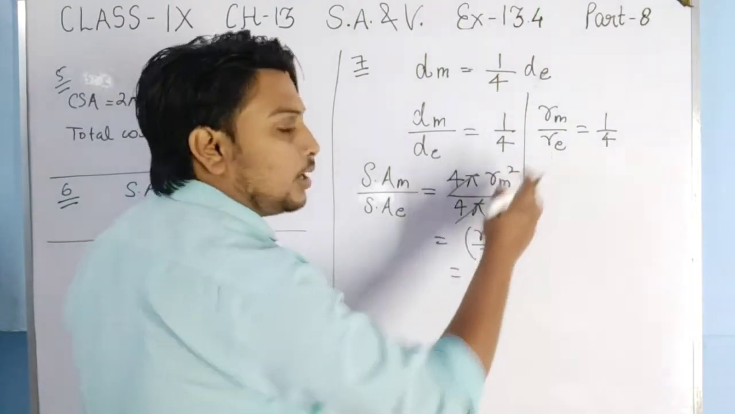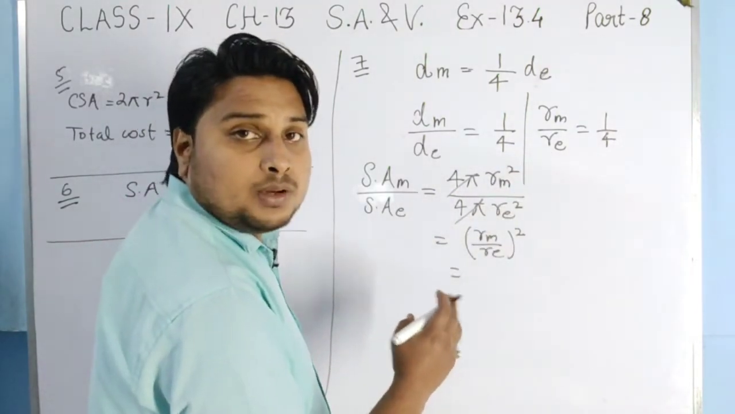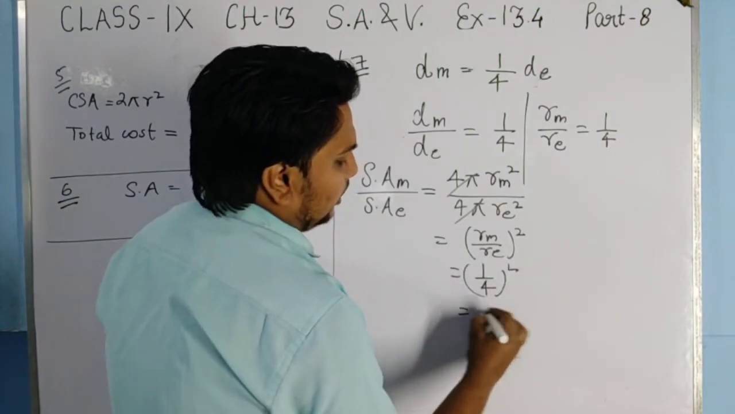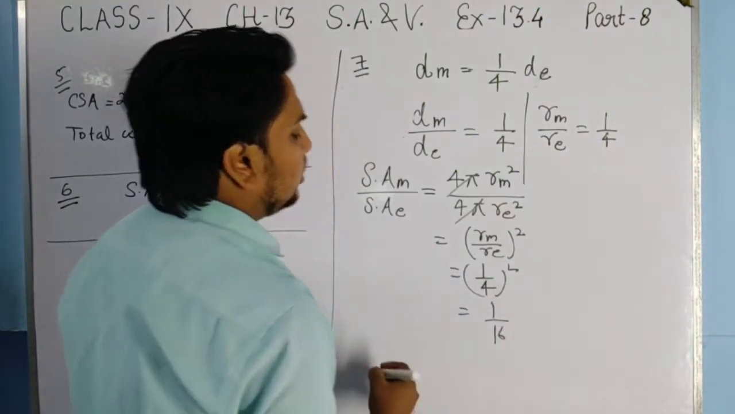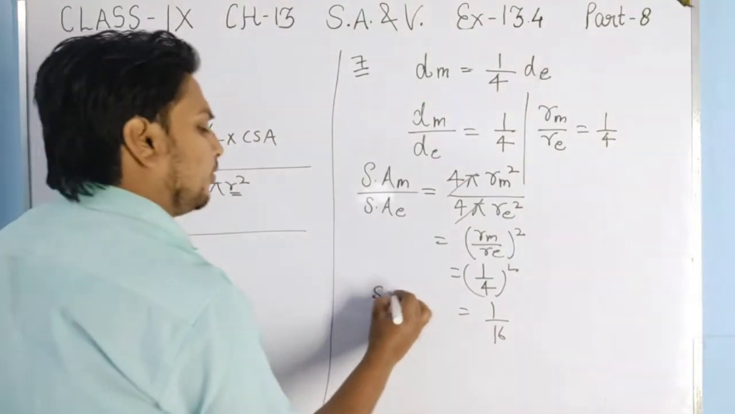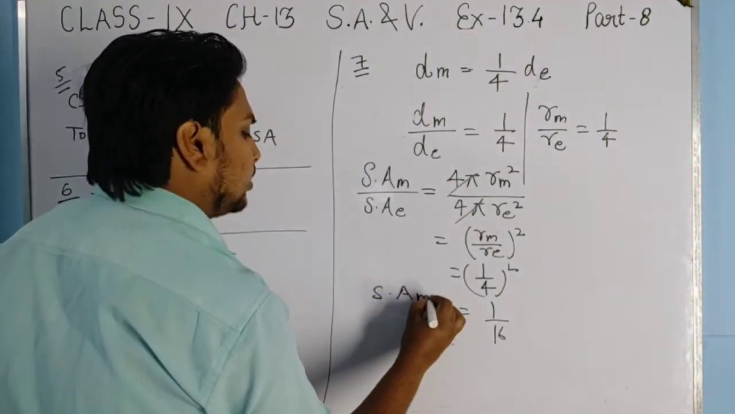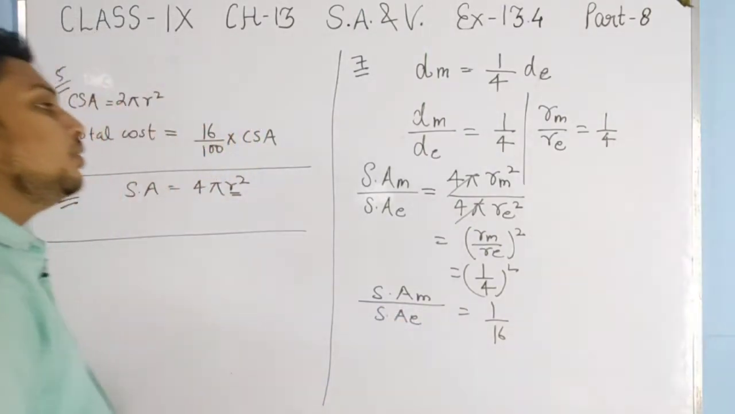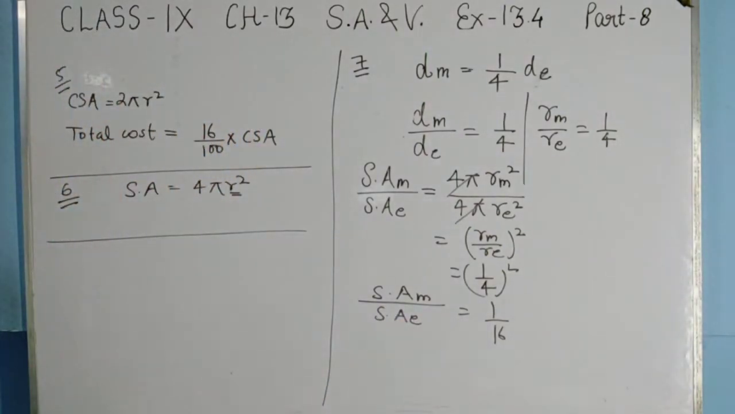Okay, r_m upon r_e is what? r_m upon r_e is 1/4. So it will be 1/4 square, so it will be 1/16. So this is the answer of the ratio between their surface areas, meaning the surface area of the moon to the surface area of the earth is 1/16. Okay, you can pause the video and note it down.